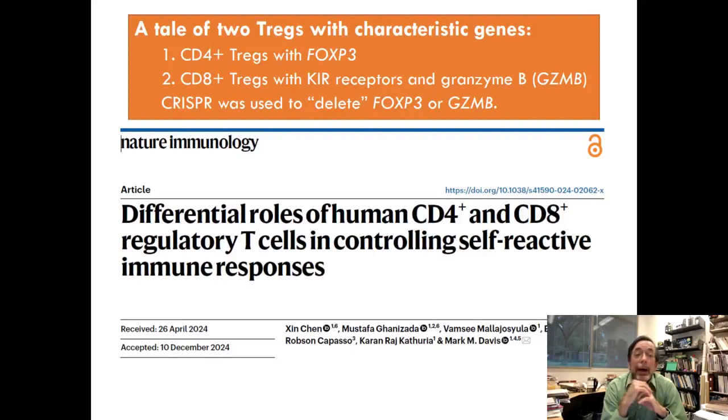The good news is we now have a technique called CRISPR. It's a molecular biology technique, so you can learn about it in those kinds of classes. For us, it's basically a delete button for particular genes. We can program CRISPR to go after and delete, knock out a particular gene. And so that's what they did. They deleted FOXP3, and they looked at an immune system without CD4 positive Tregs. And then they deleted GZMB, and they looked at the immune system without CD8 positive Tregs. And they found they could make sense of the differences.